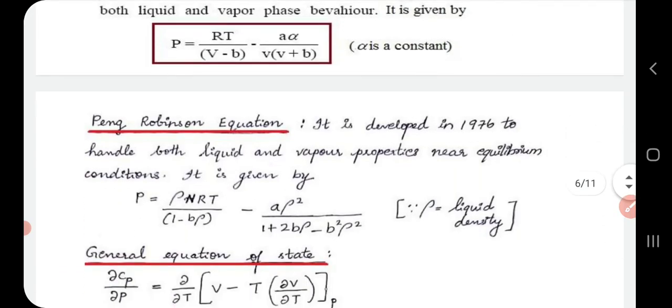So you need to study only these two paragraphs and the expressions. Then the final one is the Peng-Robinson equation. It is enough to study one or two sentences of this equation and just write the expression. Okay, no need to elaborate the writing part. So it was developed in 1976 to handle both liquid and vapor properties near equilibrium conditions, and it is given by this expression. Rho is called the liquid density.